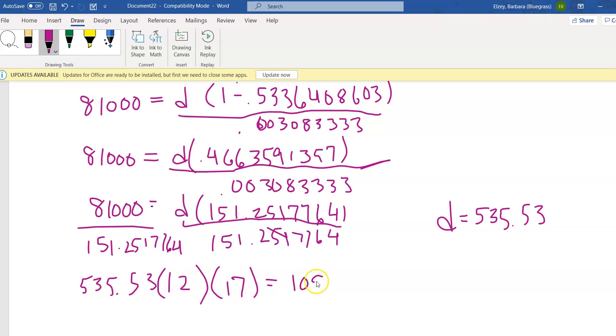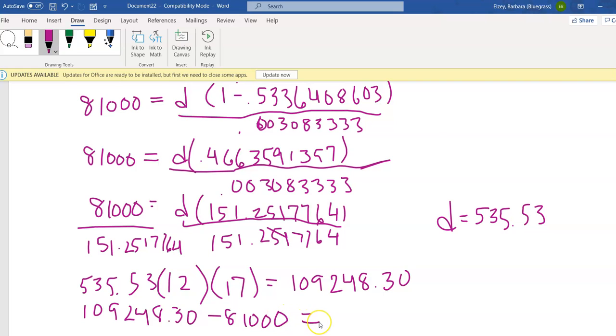That gives $109,248.30. All right, now that's what she paid. Let's subtract off the actual amount of the loan, and we will get the amount in interest. So this minus the $81,000 that she borrowed gives us $28,248.30 in interest. And there we have it.